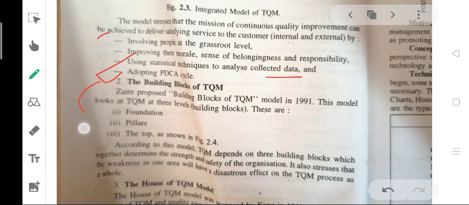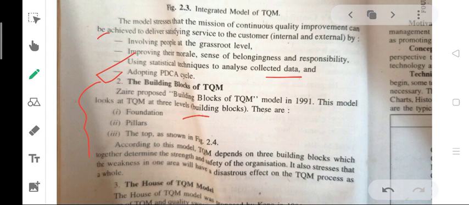Now we discuss the building blocks of TQM. Zairi proposed the building blocks of the TQM model in 1991. This model looks at TQM at 3 levels: first is the foundation, second is the pillars, third is the top. According to this model, TQM depends on 3 building blocks which together determine the strength and safety of the organization. This is the building block of TQM.